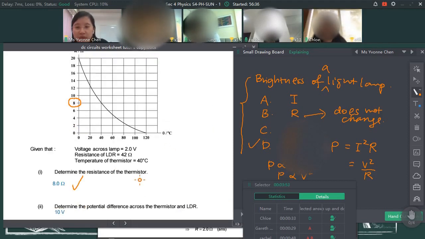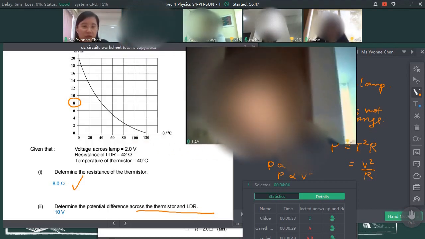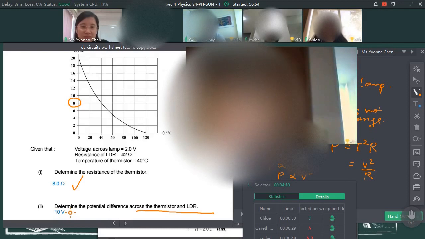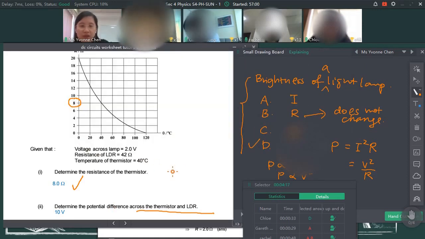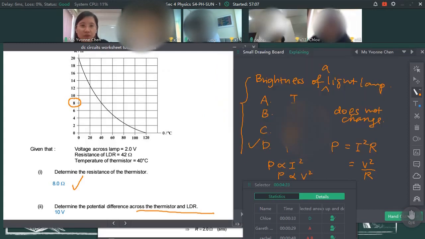And what about the potential difference across the thermistor and LDR? How do we calculate that? Maybe Jonathan can share with us. Do you get the answer? I haven't gotten it yet. Okay. Rachel, have you gotten the answer? No.